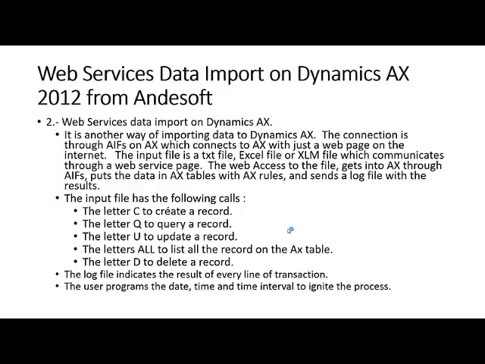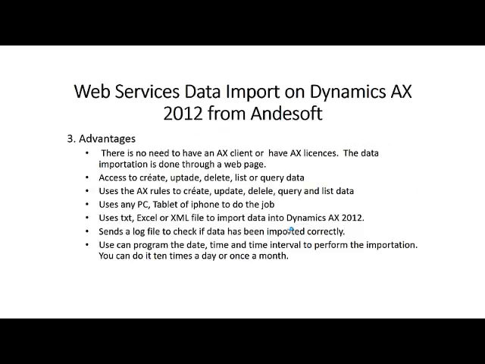The input file has the following calls: C to create, Q to query, U to update, all to list, and D to delete. This web service has a log file output to indicate the results of every line of transaction used on the input file. The user programs the date, time, and time interval to execute the process.